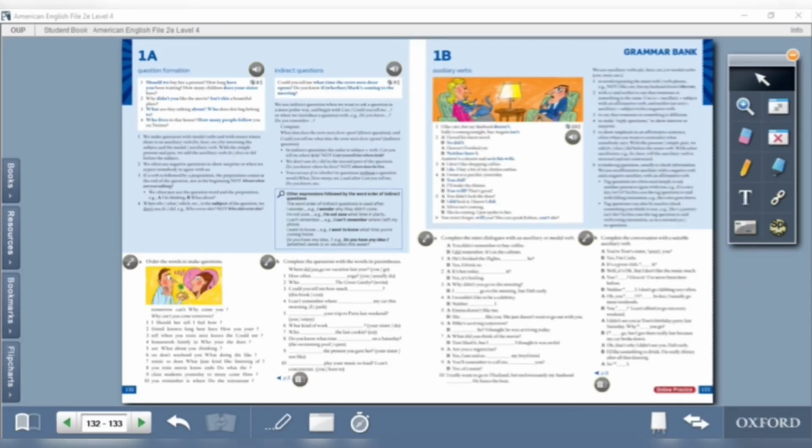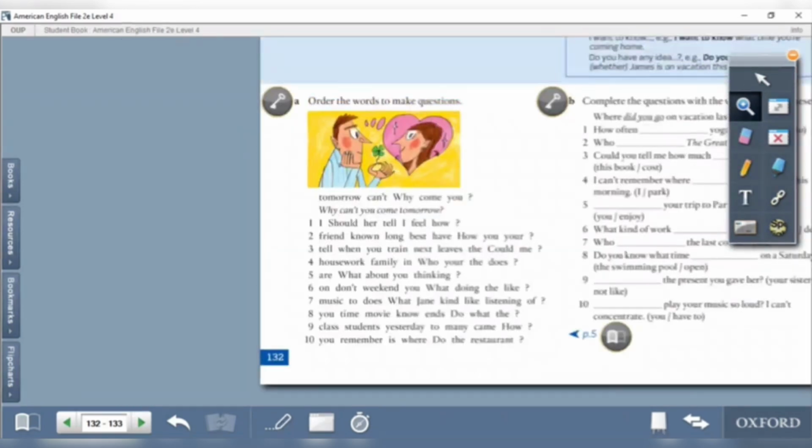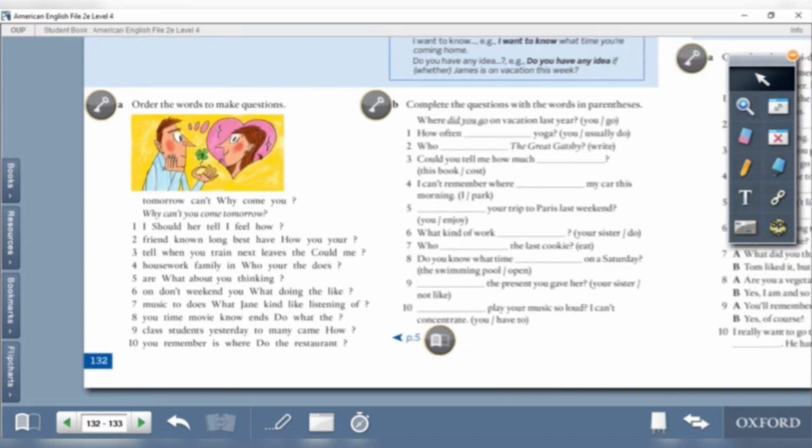So that's it, guys. What are you going to do now? You're going to do an activity, and you're going to have some time and then come back to me to check the answers together. So here, question number 1, order the words to make a question, and the second question, complete the questions with the words in parentheses. Remember to pause the video, then come back to check the answers together.